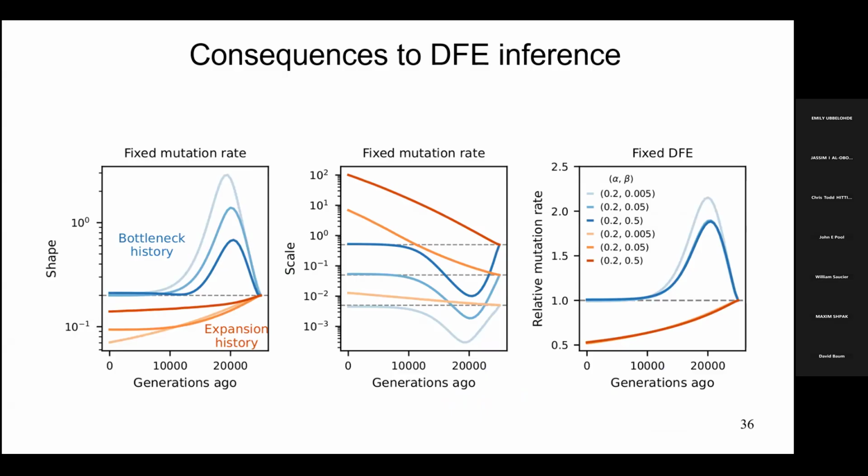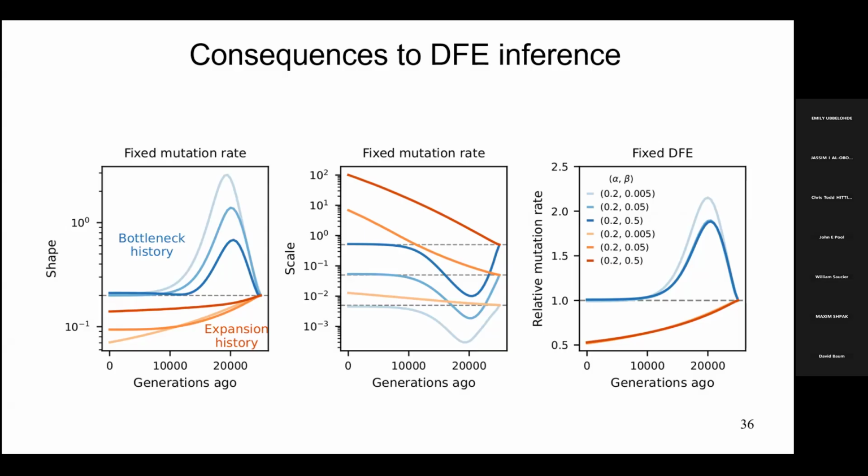Under our two scenarios, in shades of blue we have the bottleneck scenario, and in shades of red we have our expansion history. Again, time flows from the right to the left on each of these subplots. What we see here is that if we take for granted and assume the true mutation rate and try to infer the shape and scale, when we start off in the ancestral population, it's nice: we can recover the two parameters because equilibrium actually holds in the ancestral population.